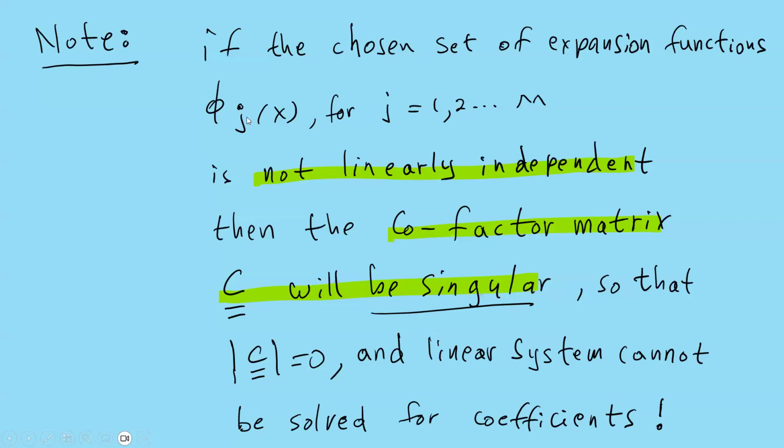If the chosen set of expansion functions phi j of x is not linearly independent, then the cofactor matrix C will be singular, because the equations are not linearly independent. Definitely the determinant of the coefficient matrix will be 0, and the linear system cannot be solved for the coefficients.